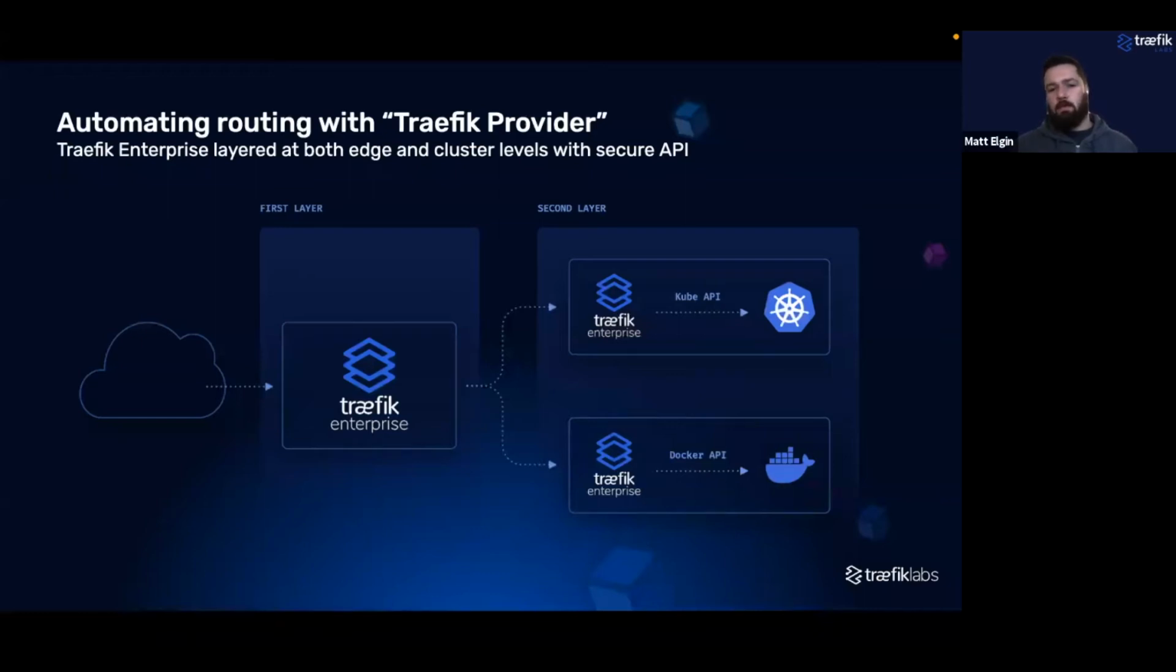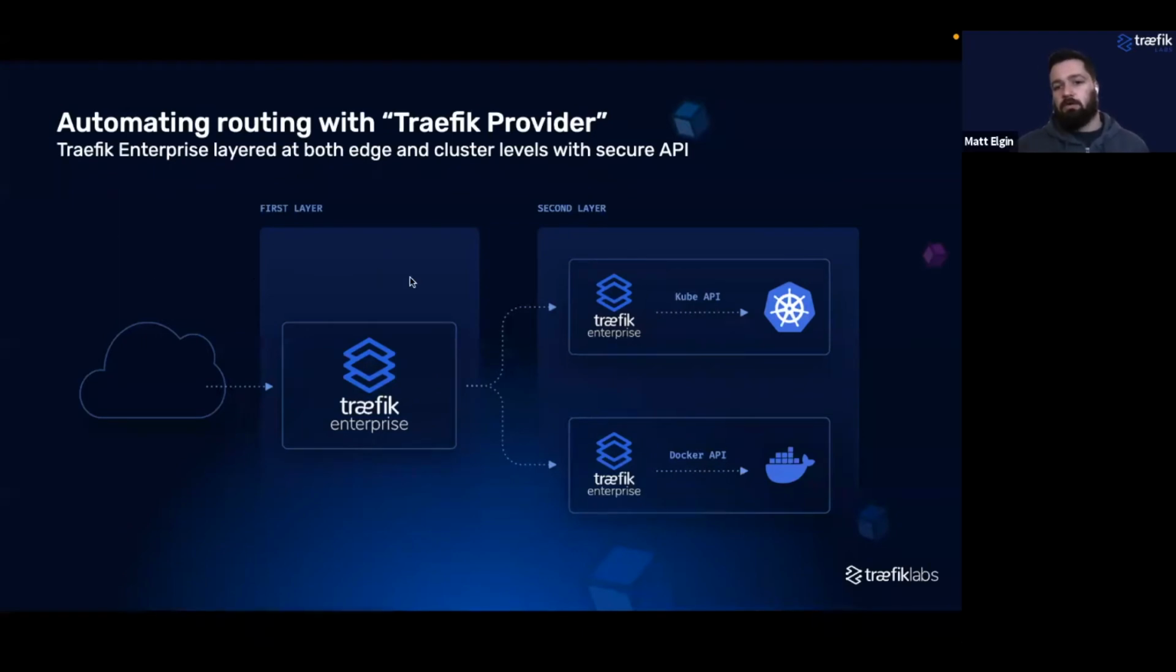So this diagram that we're looking at is an example of how we can use a new feature called the Traffic Provider that's been introduced in version 2.5 of Traefik Enterprise. And basically what this allows us to do is to automate away a lot of those challenges that we just walked through for each of the existing solutions for this type of multi-cluster routing.